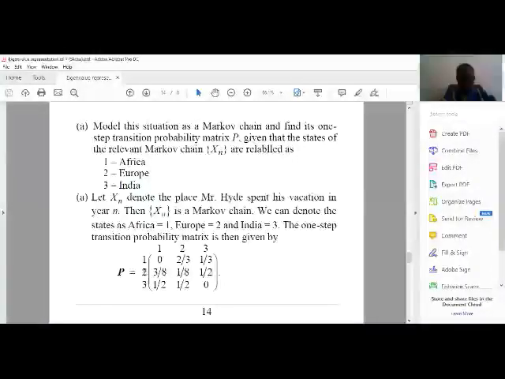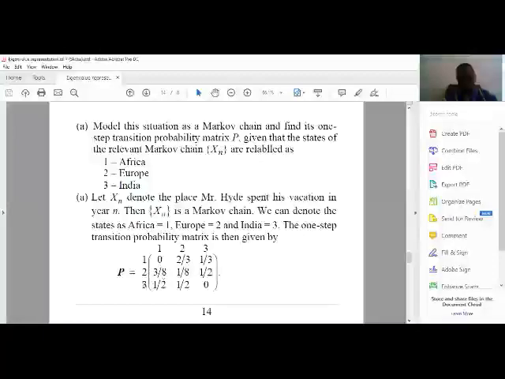So suppose this year he spent his vacation in Europe. The probability that he moves from Europe to Africa is 3/8. The probability that he remains in Europe will be 1/8. The probability that he moves from Europe to India is 1/2.